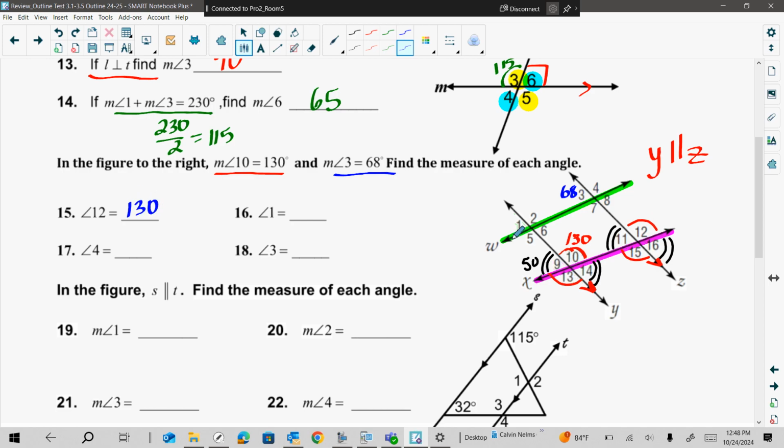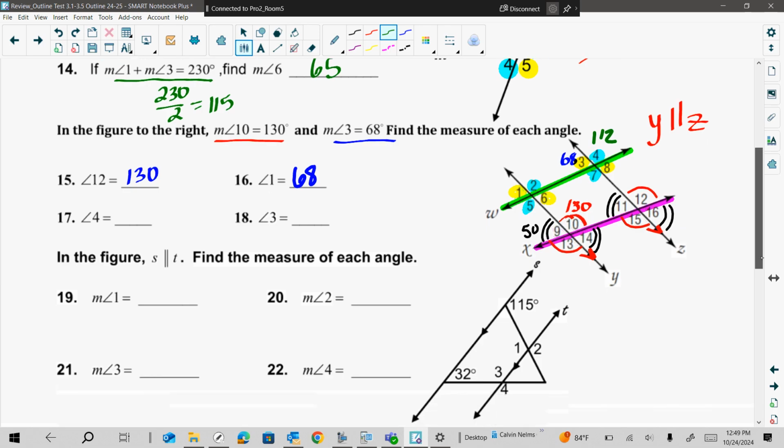Angle 1 is a different transversal, and it's dealing with the 68. Okay, if you need to, you can color code again. So like those two with the same colors would be congruent. So this also would be 68. What would the measure of angle 4 be? Yep, 112. Okay, and then what would be the measure of angle 3? It is 68. It was given to us.